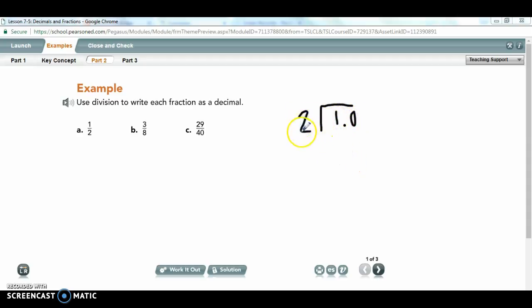This time I can figure out how many times 2 goes into 10, and it goes in 5 times. Notice I put my 5 above the 0. That's very important to line it up. I subtract 10. I have nothing left, and my decimal point goes straight up. So my answer is going to be 0.5, or 0 and 5 tenths.